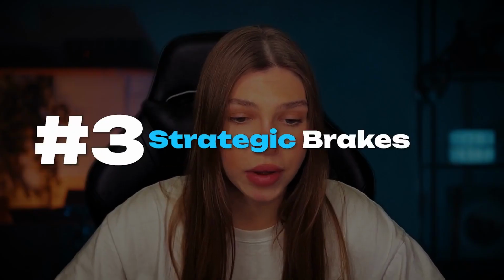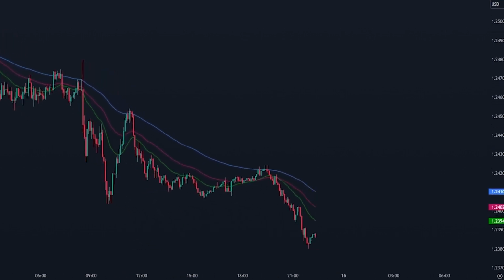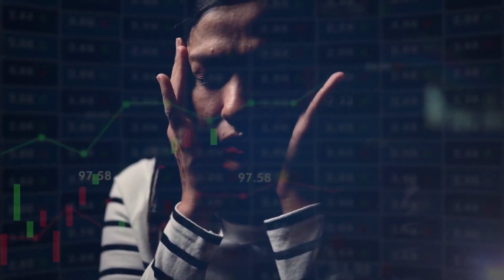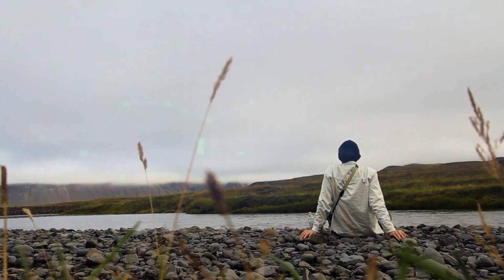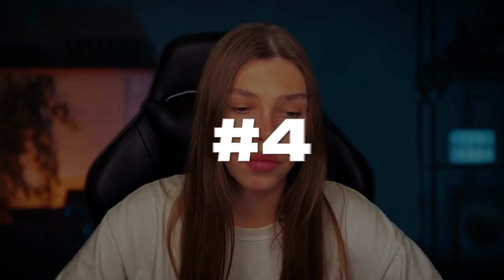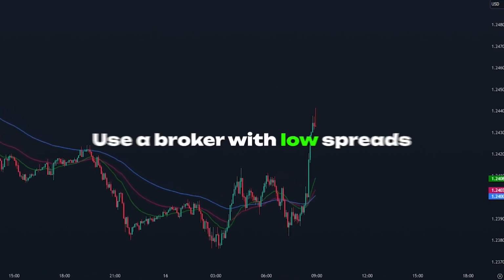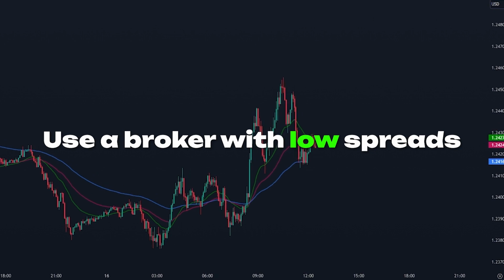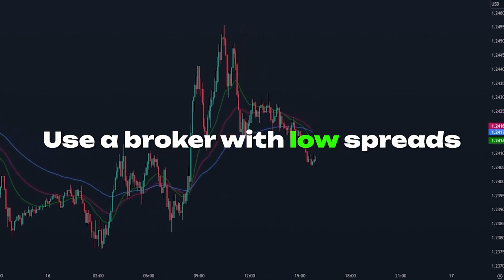Third, strategic breaks. Recognizing when to halt trading is essential in scalping. Prolonged trading sessions can lead to fatigue and loss of focus. Knowing when to take a break is crucial, with confidence that other opportunities will arise. Fourth, low spread brokerage. Opt for a broker with a low spread. This aspect holds significant importance in scalping, where every pip matters. Using a broker with a narrow spread is vital for maximizing profits.